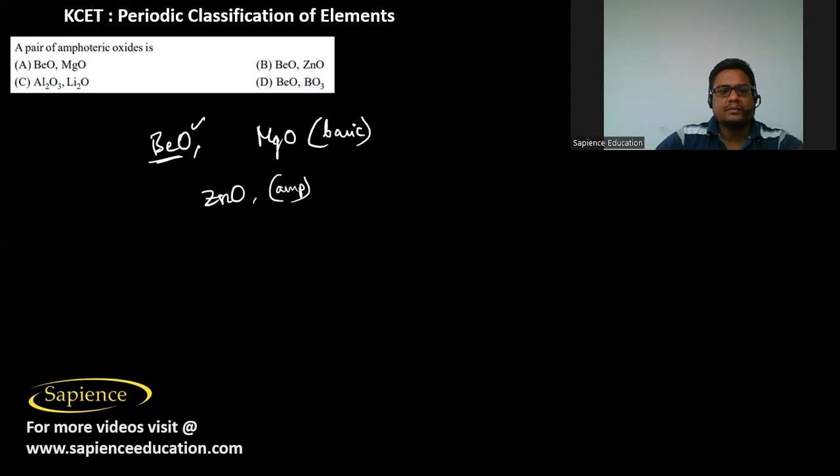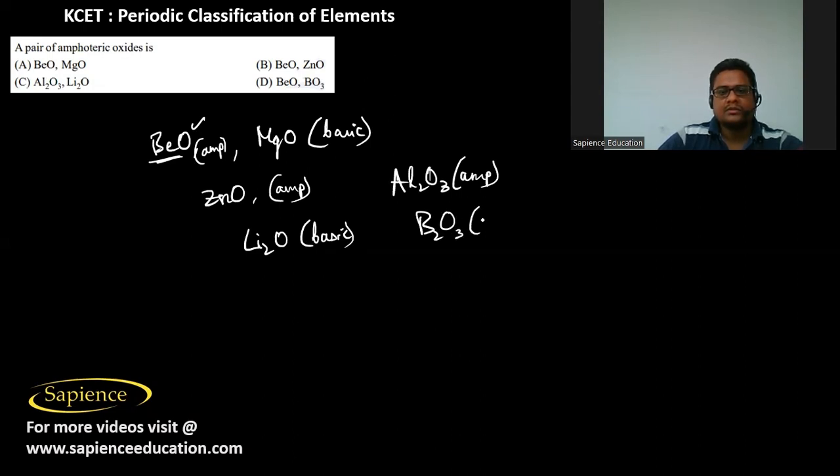Then here it is asked for a pair of amphoteric oxides. Beryllium oxide is an amphoteric oxide, magnesium oxide is a basic oxide, and zinc oxide is also an amphoteric oxide. Aluminum oxide is also amphoteric, lithium oxide is a basic oxide, and B2O3, that is boron trioxide, is an acidic oxide. So option B will be the correct answer, since both beryllium oxide and zinc oxide are amphoteric oxides, as they act both as a basic oxide and an acidic oxide.